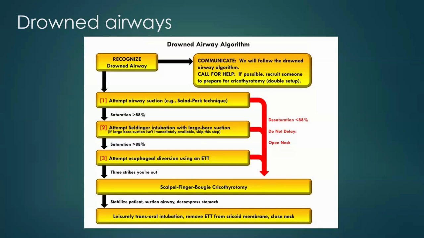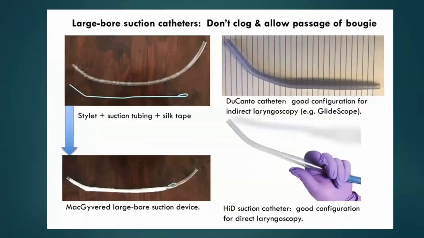If this doesn't work, or if you have the significant desaturation, then we're going to be moving into front of neck access itself, which we'll be talking about next. So here are just a few photos of what I was speaking about.